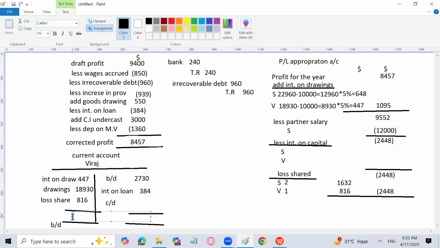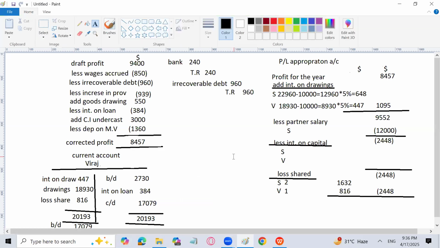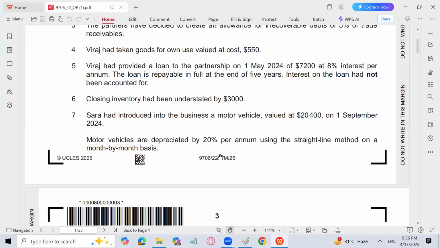447. It is 20193. Here I will write again the same 20193, and 20193 minus 2730 and minus 384. So 17079 is the carry down. And this is negative, the brought down debit balance for Viraj. So we are done with the current account of Viraj.